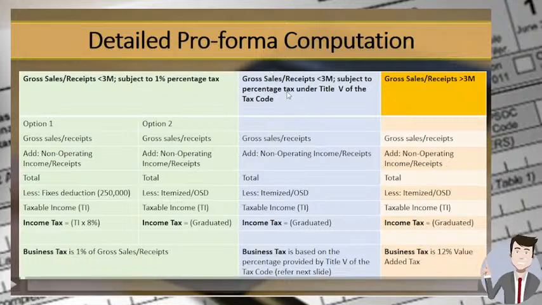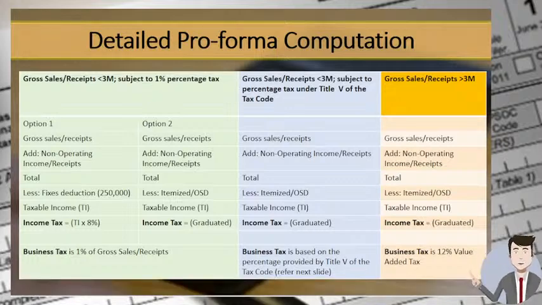On the second column, the taxpayer's gross sales or receipts do not exceed the 3 million VAT threshold, but the taxpayer is subject to percentage tax under Title 5 of the tax code. If the taxpayer is subject to percentage tax other than 1%, you have to check if your taxpayer belongs to those enumerated under Title 5 of the tax code. That will be discussed next semester.